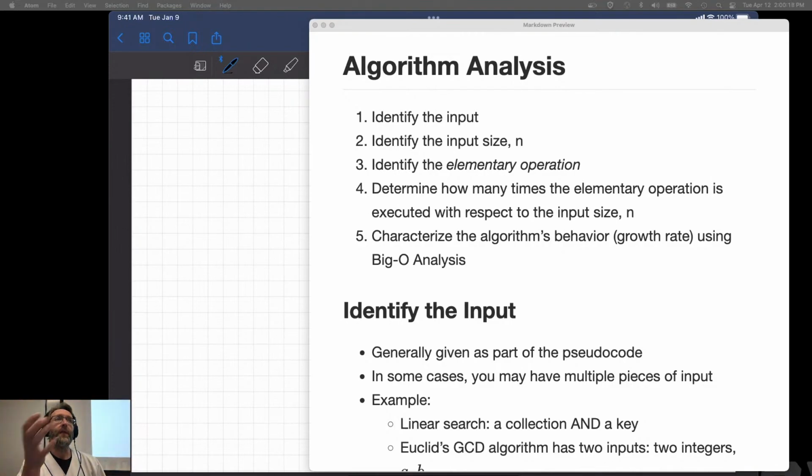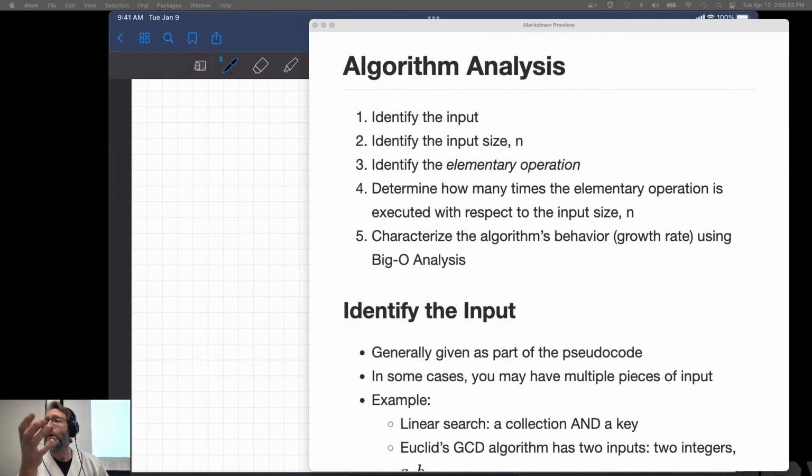I guess we covered each one of these 5 steps in a little bit of brief detail, where you identify the input and you identify the input size. Both of those are going to be automatic if you've written good pseudocode. Then you identify the elementary operation. And that one is a little bit more nuanced because you're generally looking for the most common or the most expensive or the most relevant elementary operation. And there could be more than one correct way of analyzing it. You'll just come out with a different analysis.